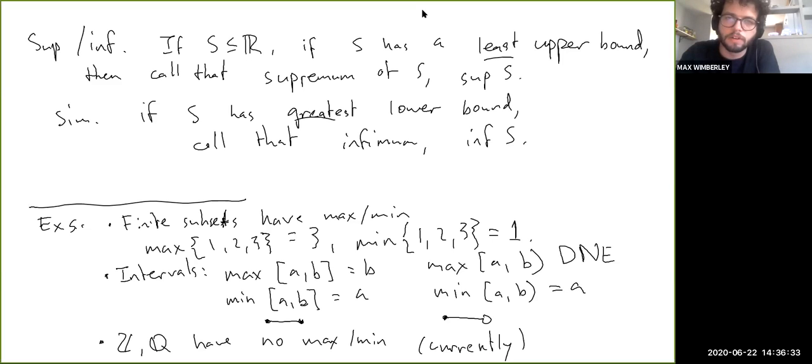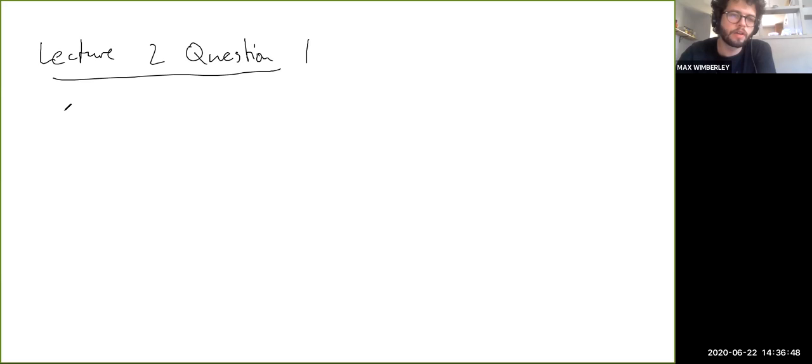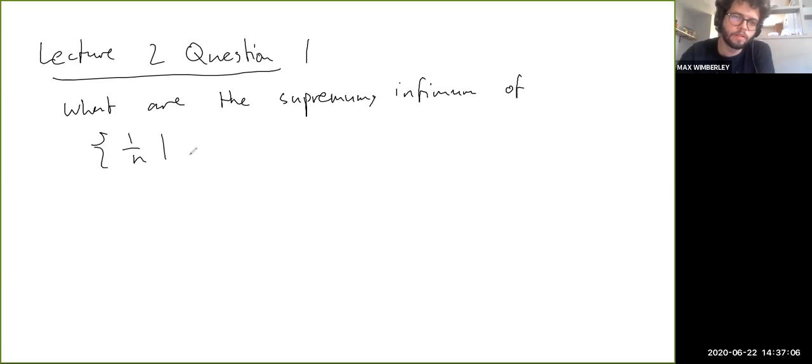So the last little thing I want to do here is, I'm just going to clear everything, give you a lecture question. So lecture 2, question 1. What are the supremum and infimum of the set 1 over n for n in the natural numbers? So please take a bit of time and write your answer down to the best of your ability in your own words. And now I will answer it, or after you pause.